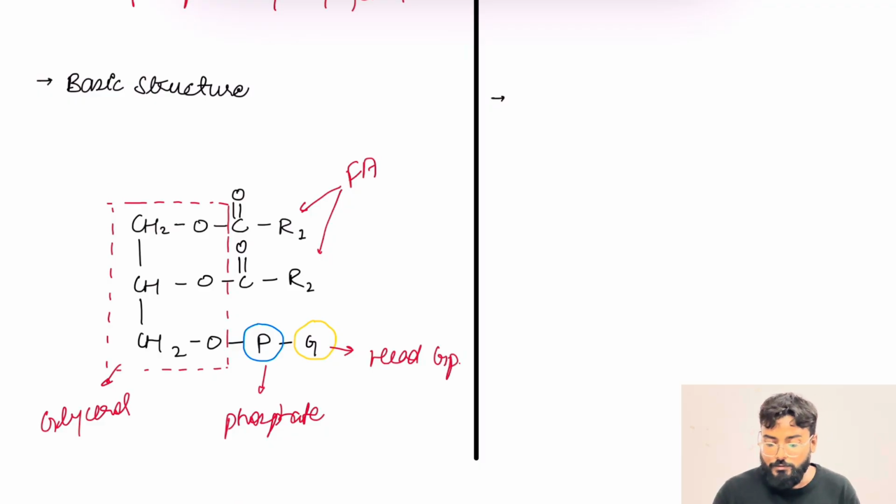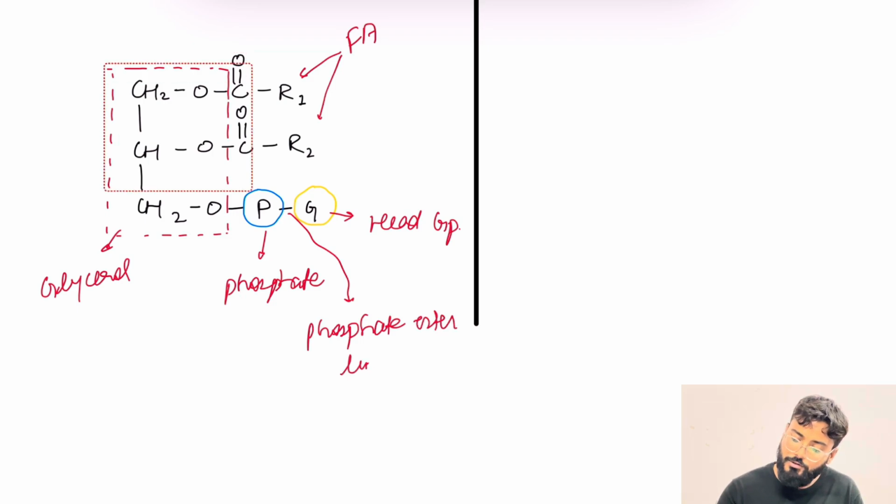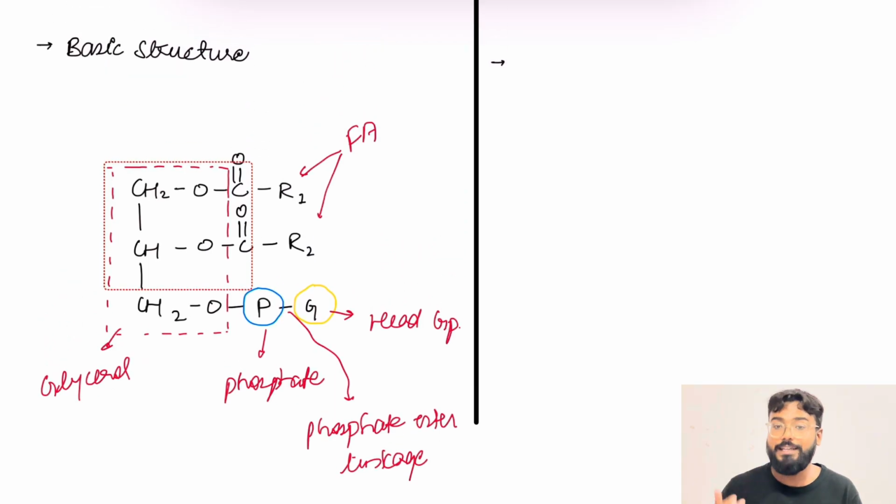See, the fatty acid is directly attached to the glycerol backbone. Phosphate is also directly attached to glycerol, but this head group is attached to the phosphate, not directly to the glycerol. So this is your phosphate ester linkage. Your head group is attached to phosphate via a phosphate ester linkage.